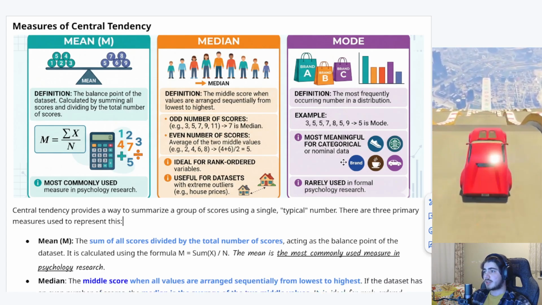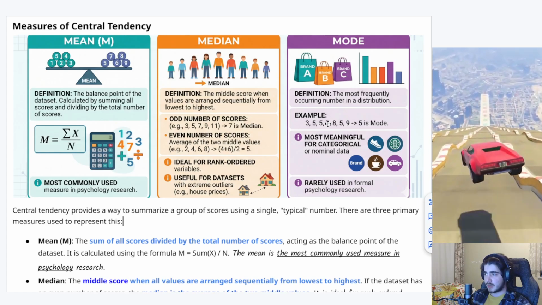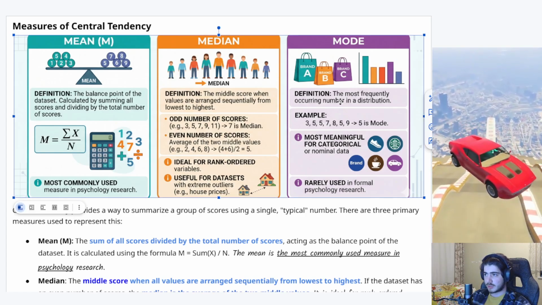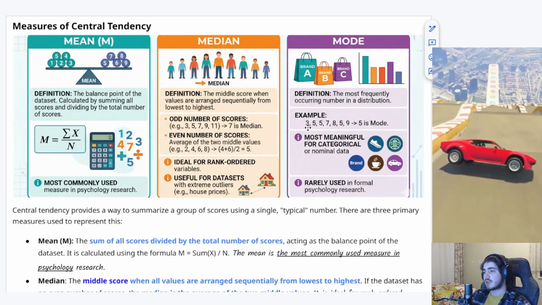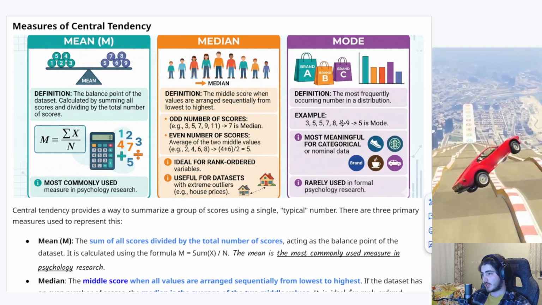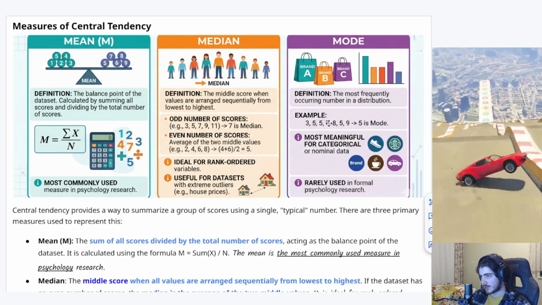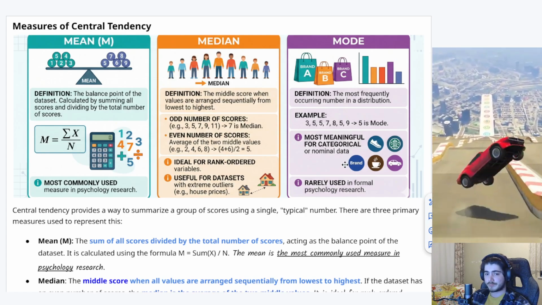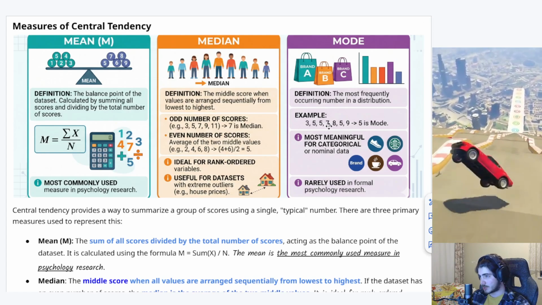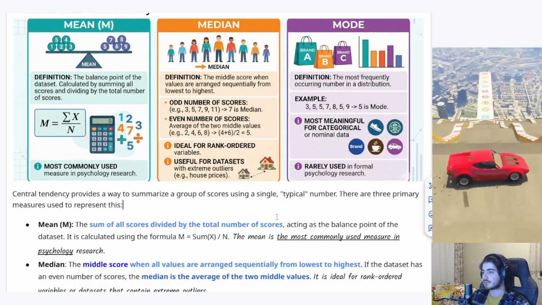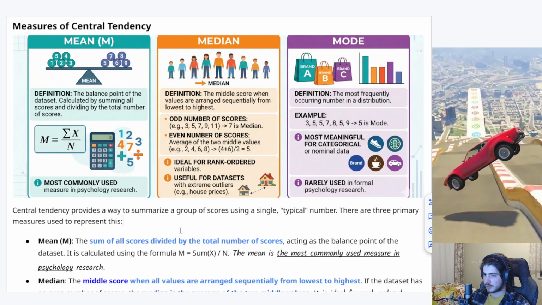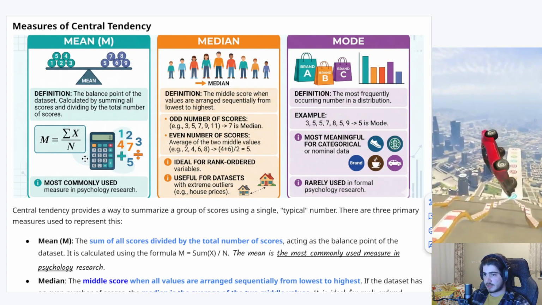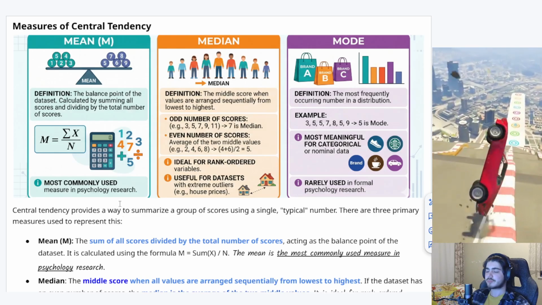Mode is the most frequently occurring number in a distribution. 3, 5, 5, 7, 8, 5, 9, and in this case, 5 is the mode because it's the most occurring one. It's rarely used in formal psychology research, whereas mean is the most commonly used measure.